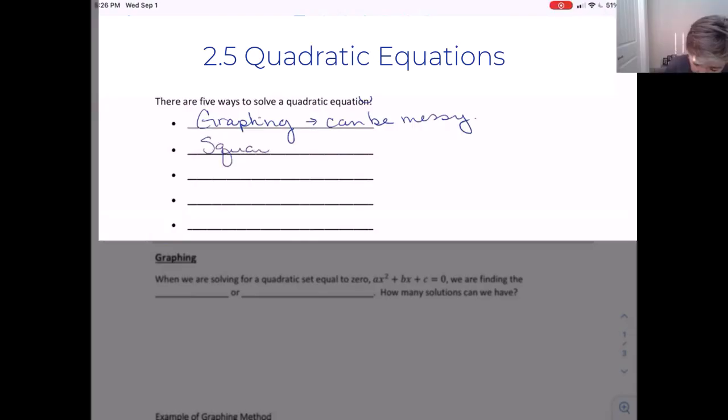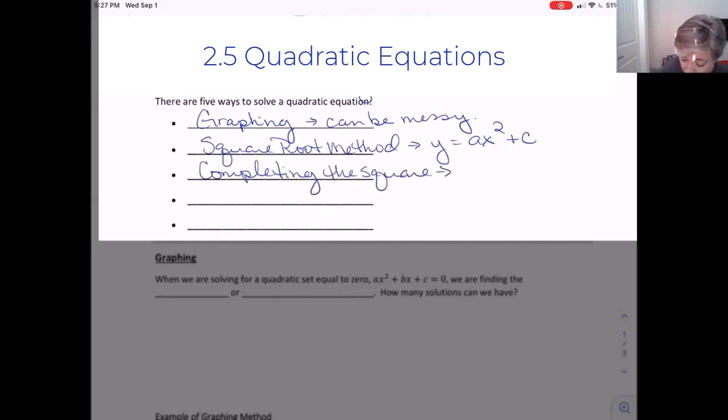The second way is the square root method, but this only works if you only have a squared value, but you don't have the x term. In other words, it's just x squared and there's no other variable. We also have completing the square. This can be messy, but always works.